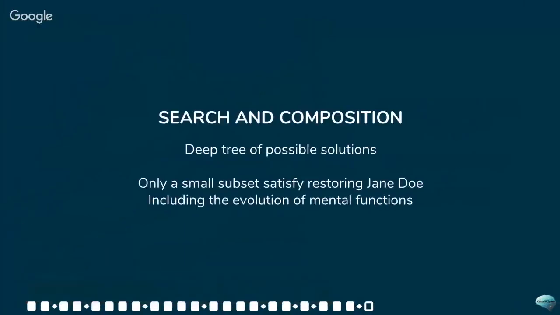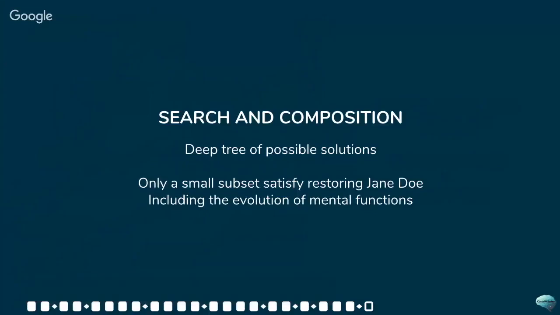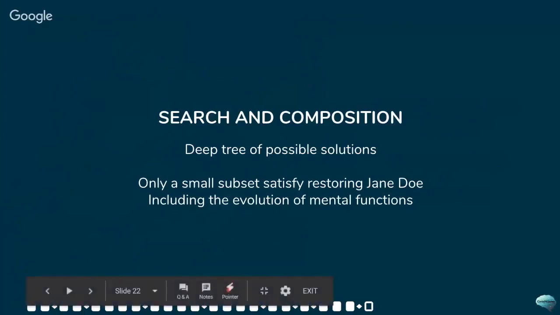So, yeah, a major issue here is that reverse engineering a complex dynamical system is much like trying to solve sets of polynomial equations. They're not going to have just one mathematically correct answer. Each one will have several or maybe many. And the composition of many equations means you have a deep tree of many possible solutions. And there will only be a small subset of those solutions that satisfy your actual criteria for having brought back Jane Doe in the way that represents how Jane's mental processes could evolve.